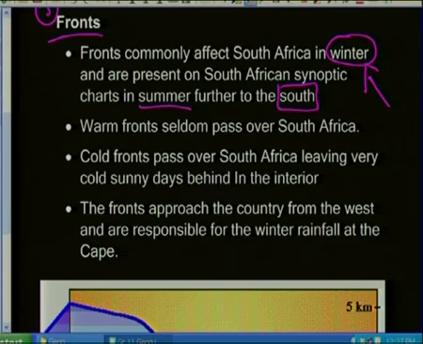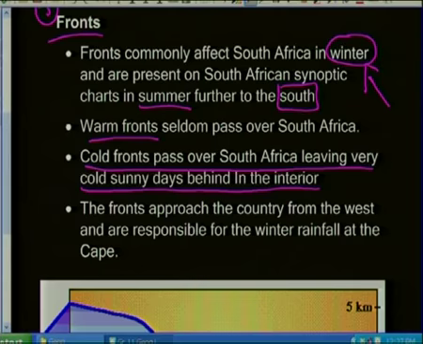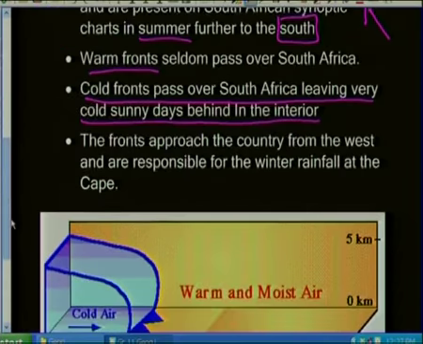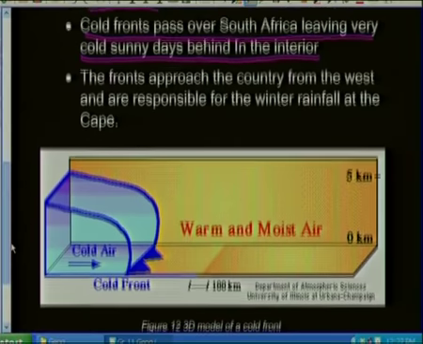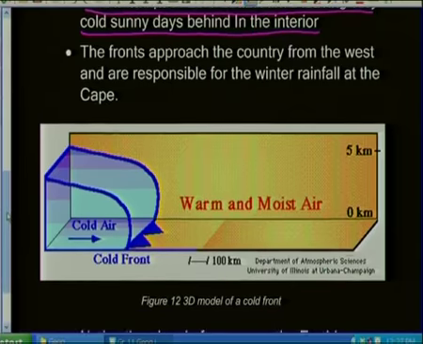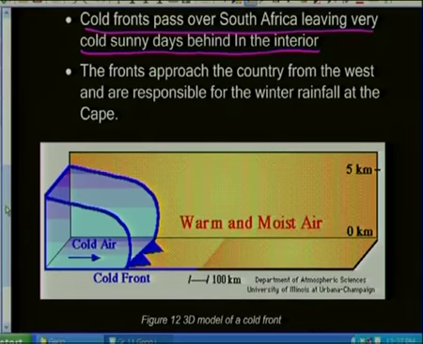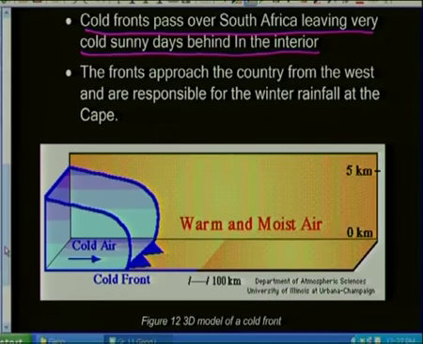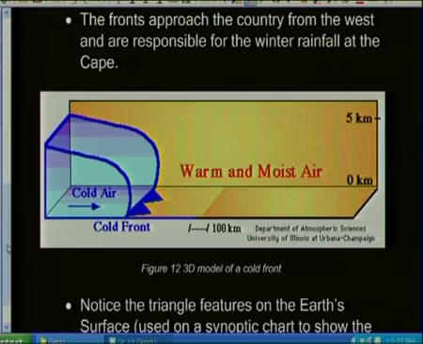Warm fronts seldom pass over South Africa, if at all, and cold fronts pass over South Africa, leaving very cold but sunny days behind as they go into the interior of the country. And you can hear people talking about a cold front approaching because they see cirrus clouds in the sky, and all those old wives' tales about how you can predict the weather by looking up into the sky. But cold fronts basically bring very cold, nasty winter air. The fronts approach the country from the west, and they are responsible for the winter rainfall that we record in the Cape region.